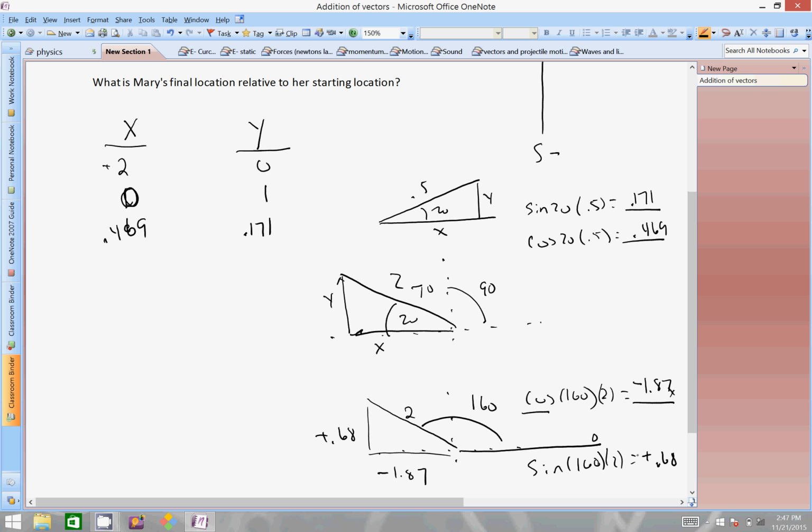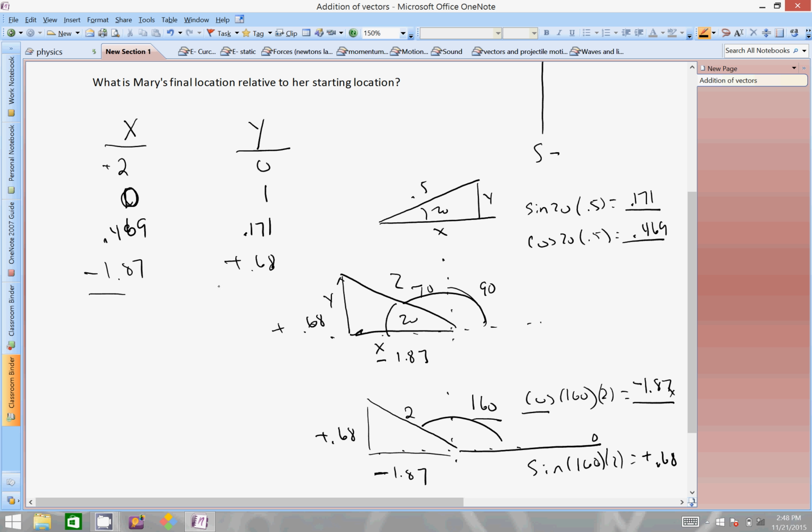So the nice thing about using the 160 is it gives me my direction. If I did this one, I would get 1.87 if I use the 20, and I need to know at that point that it is going to the left, which is negative. And it would give me a 0.68, but I have to know I'm going north, so it would be a positive. So using all the angles from the start is a decent little shortcut. And then I'll add these in here, and x would be a negative 1.87, and this is a positive 0.68.